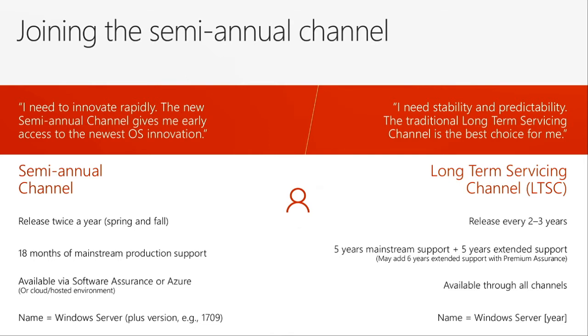So some key characteristics with semi-annual channel release. Twice a year, comes out in the fall and the spring. So we just had this release, and we'll have another one in the March-ish timeframe. And then it's supported in production for 18 months. So this is something that's obviously new. We've had this model over the past where it's 5 plus 5, right? 5 years mainstream support, 5 years of extended support.